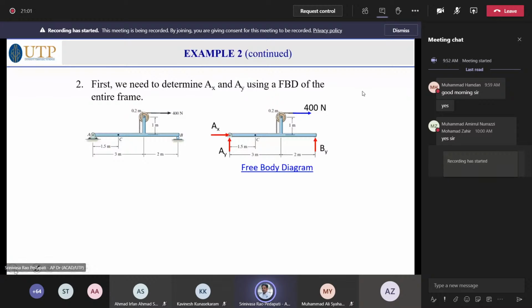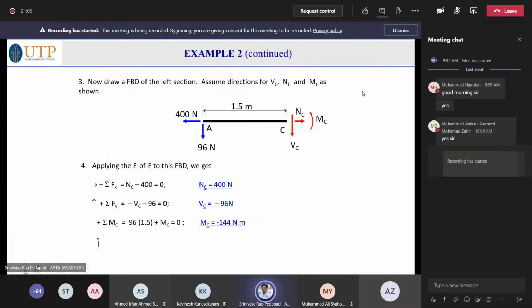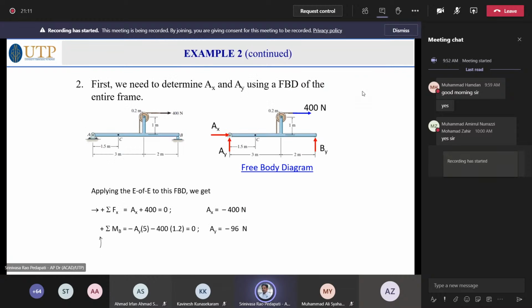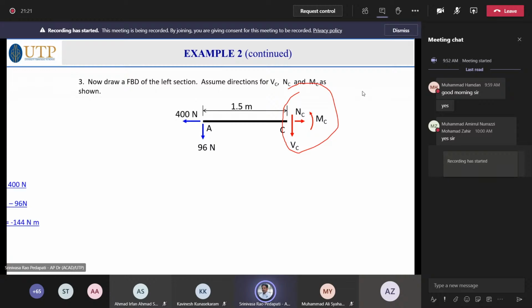After finding the reactions at A and B, we go for the section at which we want the moment. So the section is at C. Remember, you can take either side. Suppose you cut here, you can take the free body diagram of part 1 or part 2. Nothing wrong, either can be okay.